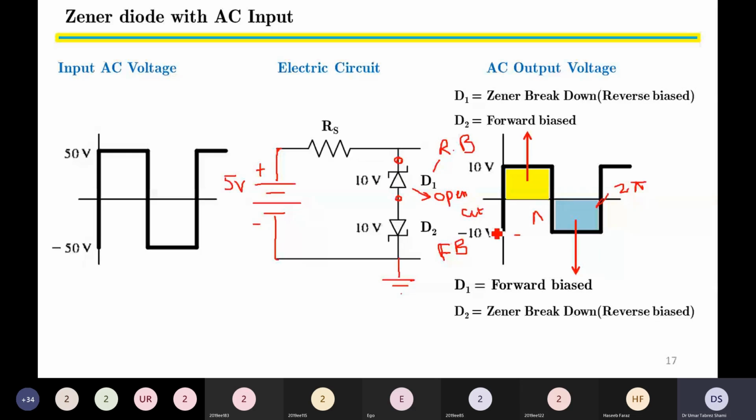So with a component open circuit, will we have any current in the circuit? We will not have any current in the circuit. Therefore, no voltage drop across RS, and whatever voltage we are giving to the input will now be available at the output. So V out is equal to positive 5 volts.